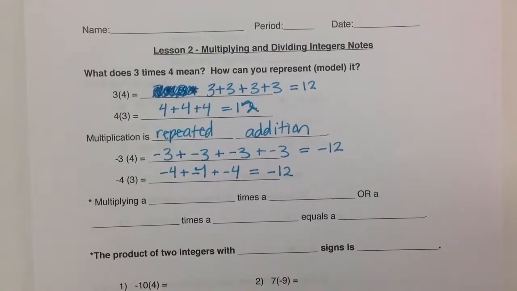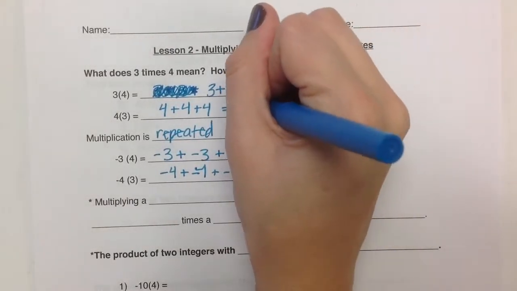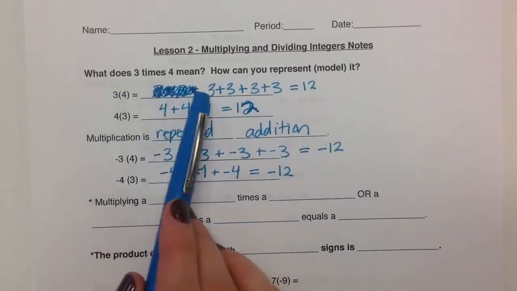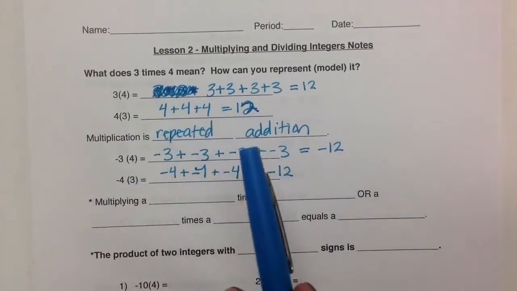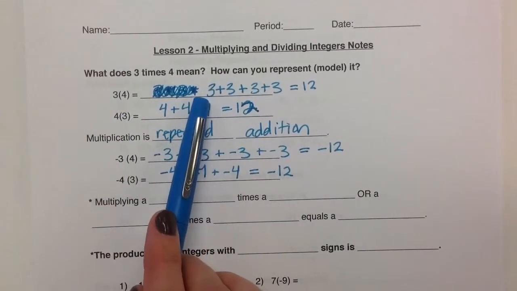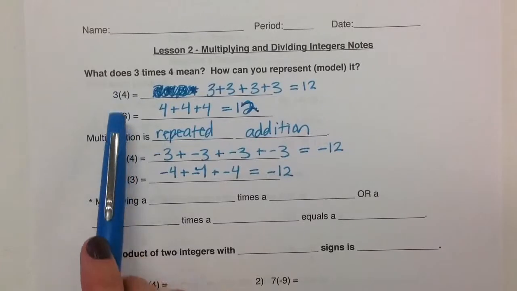So what we're going to look at right now is multiplying and dividing integers. Before we look at the negatives, we're going to look at what it means for multiplying and dividing positives. If we think about what 3 times 4, or 4 times 3 means, 3 times 4 is 3 groups of 4 or 4 groups of 3. I can represent this, the order doesn't matter, through the commutative property.